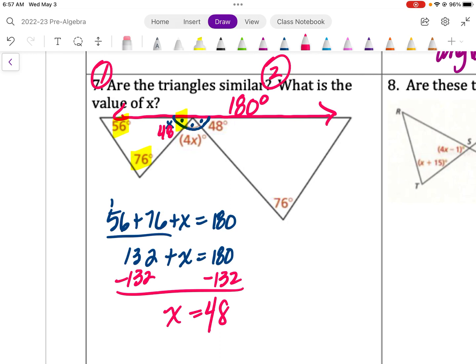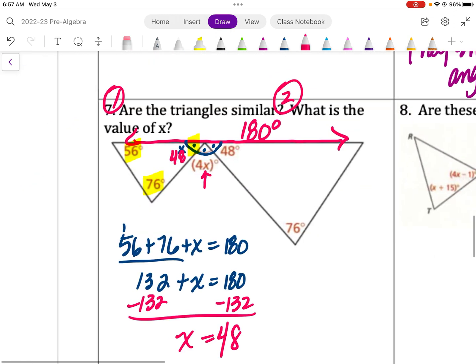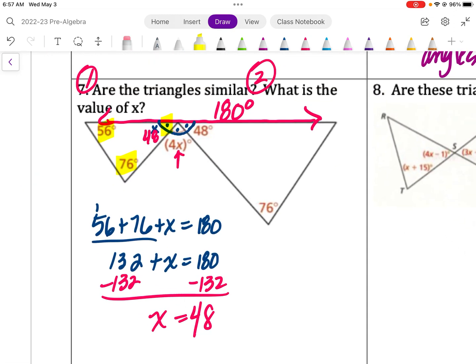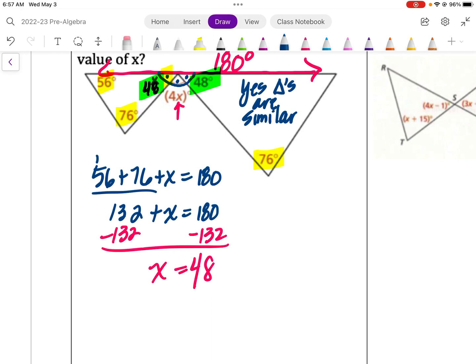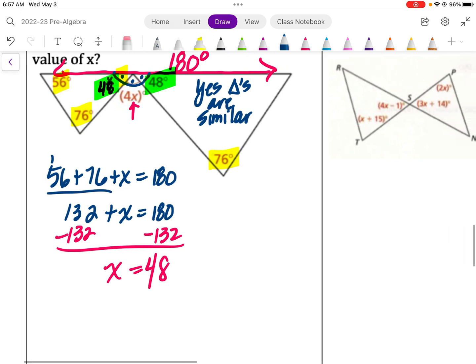Now, I still haven't found the value of x right here. So I'm going to back up a minute because I just noticed something. I just noticed that this angle is now congruent to this angle. And the 76 degree angle in the first triangle is congruent to the 76 degree angle in the second triangle. So I just proved that the two triangles are similar because they have two congruent angles, which is my first job. Now I'm going to go ahead and finish finding the measure of x, or the value of x.